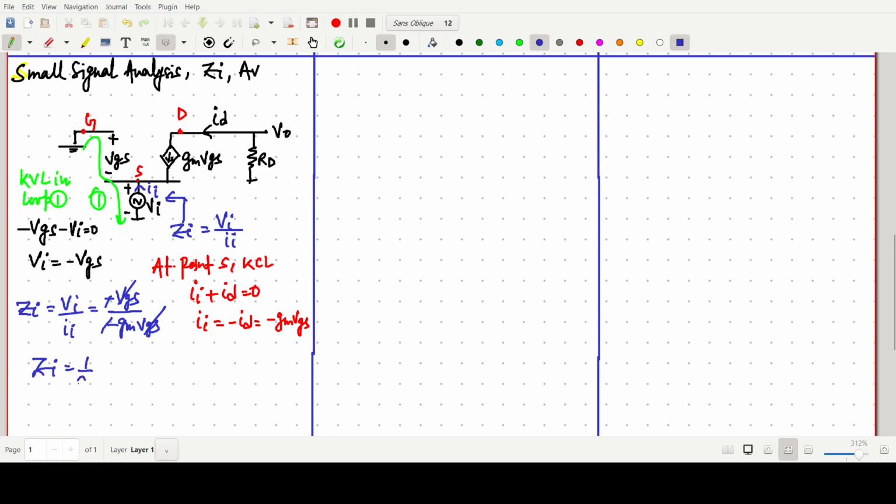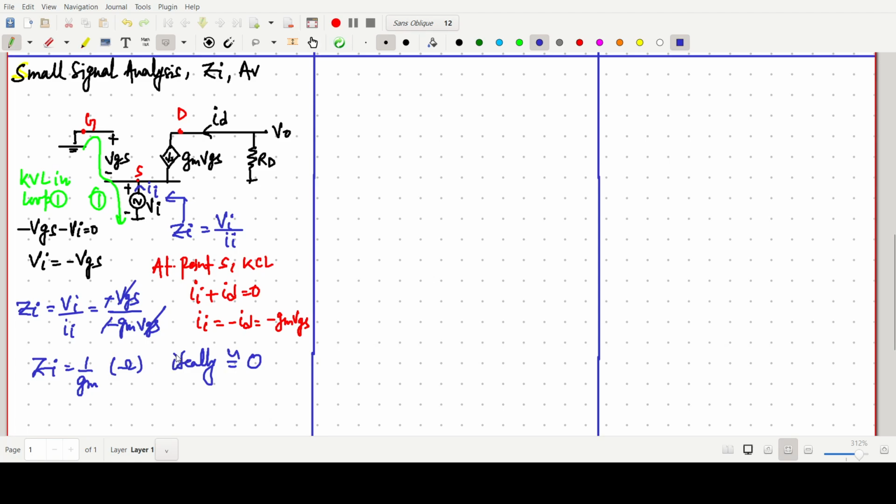So Zi is 1 by gm. It is in the ohm range, and ideally its value will be nearly 0. In the ideal case, when gm is high, it should approach 0. Practically the value will be 1 by gm, a few tens of ohms, but ideally we can say the value of Zi will be 0.